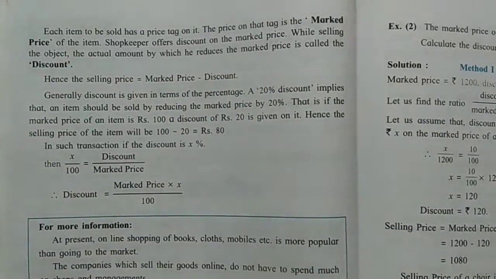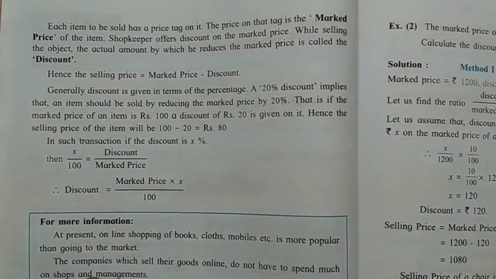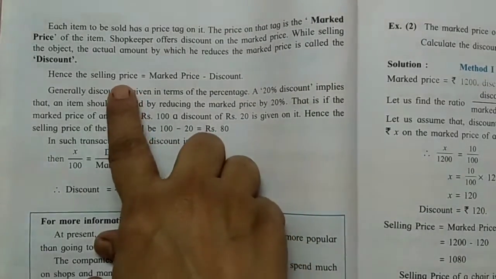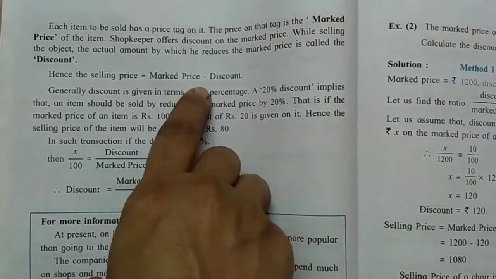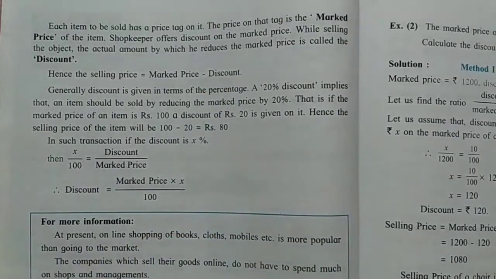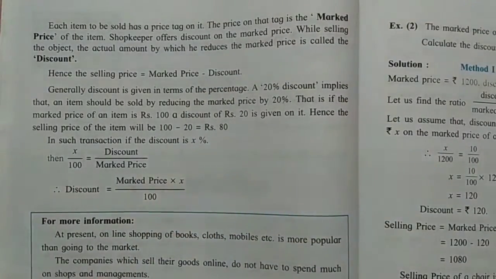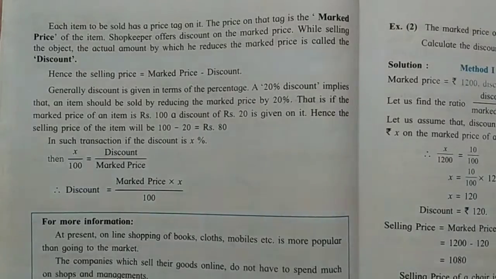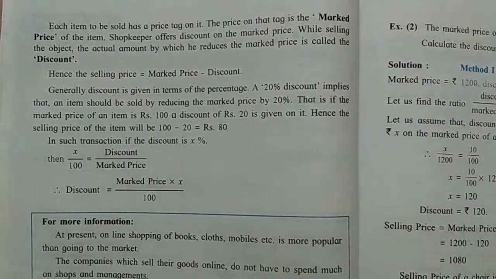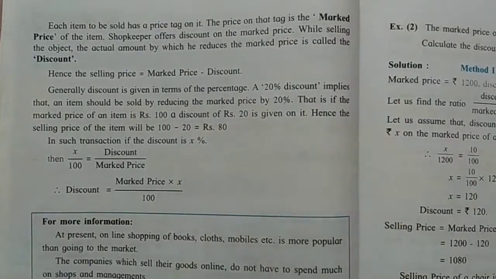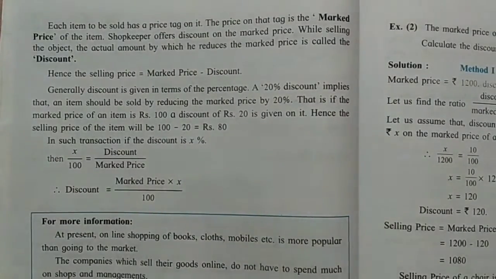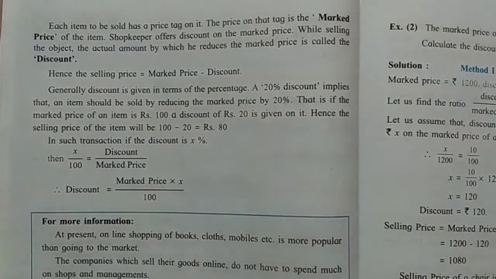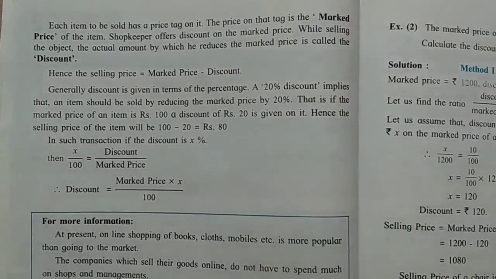While selling the object, the actual amount by which he reduces the marked price is called the discount. So what is the selling price? It is the marked price minus the discount. Suppose the shopkeeper says I am going to give a 20 rupees discount. So this 20 rupees discount is on what? On the price tag which is attached to that sari or that shirt or that pant or whatever object we are buying. There is a price tag, that is the marked price. So whenever a discount is given, it is given on the marked price.